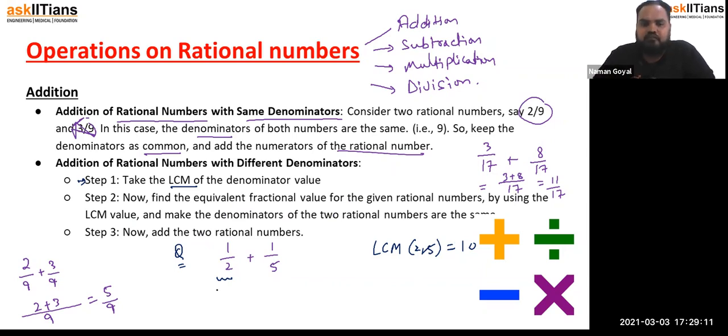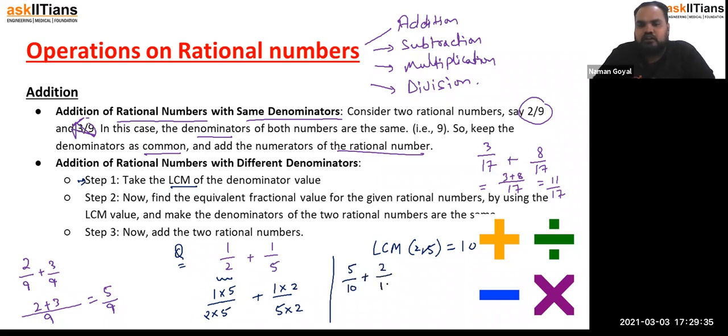So how do we make it? If we multiply the numerator and the denominator by 5, right? Then we can do that. Same procedure we have to do. To make this 10, we have to multiply it by 2, isn't it? So it will look like that, right? Now this becomes 5 by 10, and this becomes 2 by 10.